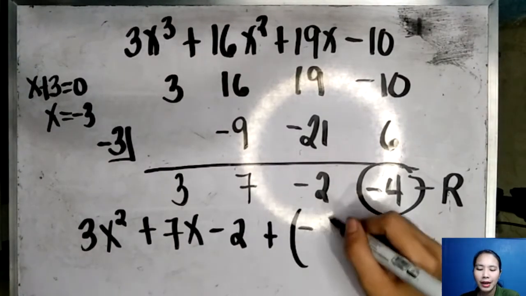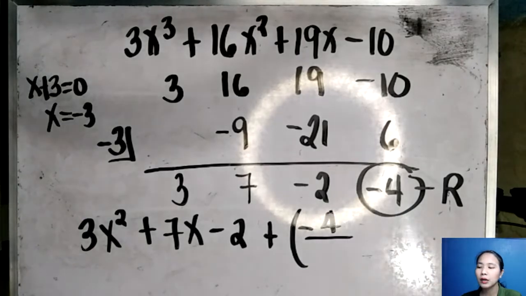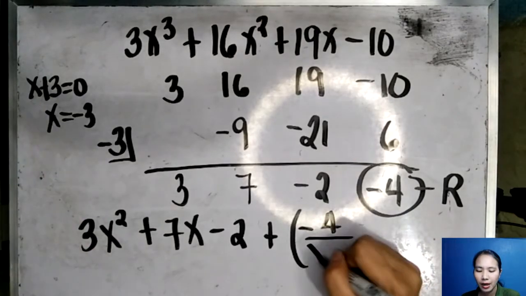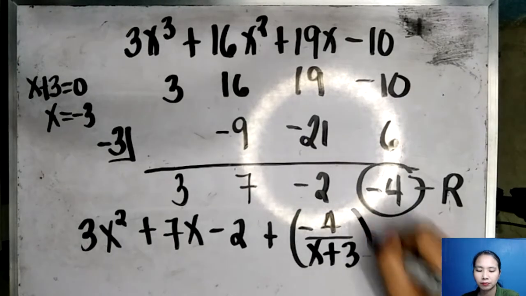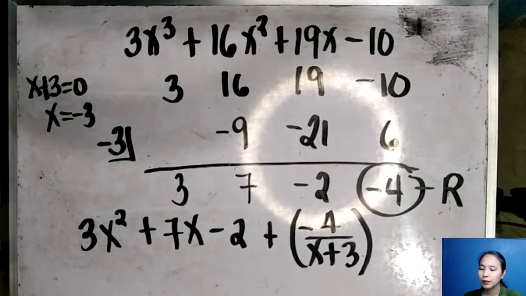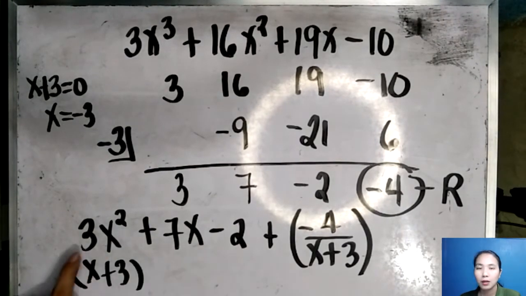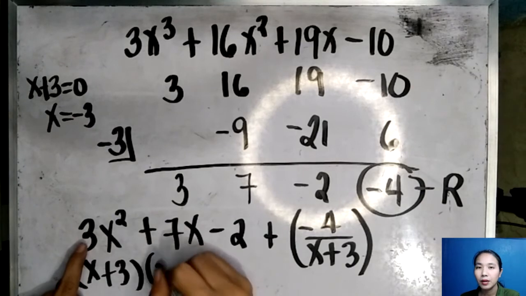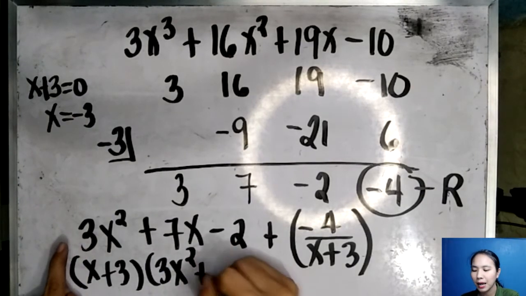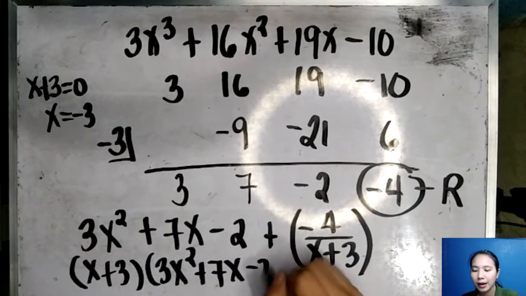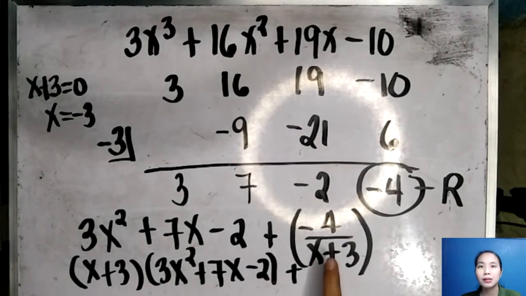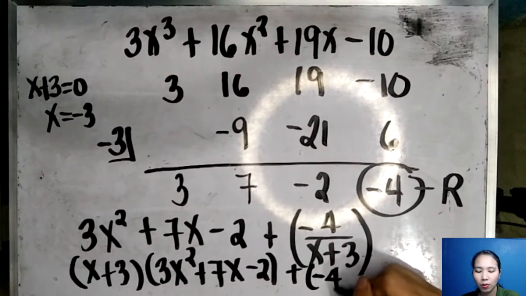remainder, negative 4, over the divisor, x plus 3. Or, our divisor ay x plus 3 times our quotient 3x squared plus 7x minus 2 plus the remainder negative 4.